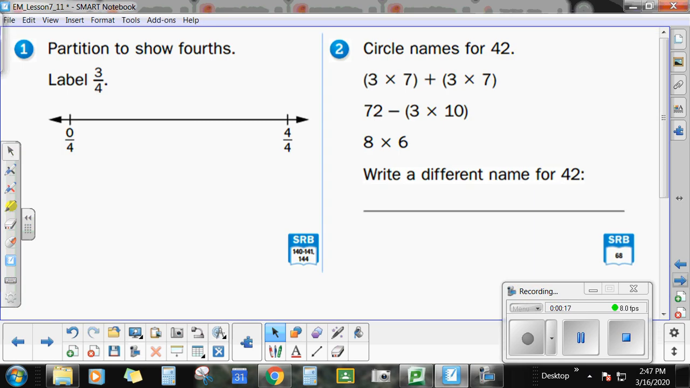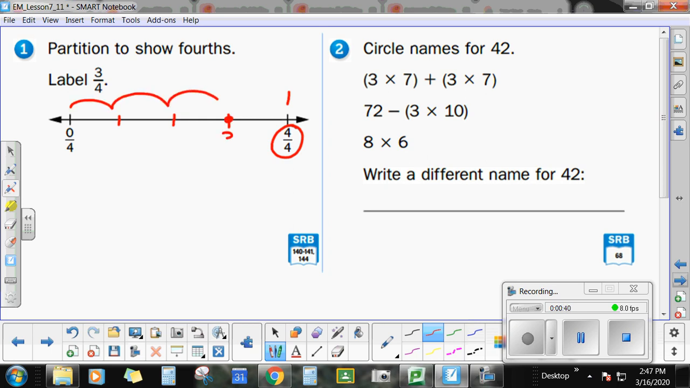All right, on number 1, you are going to partition to show 3/4. So you see that this number line goes from 0 to 1. You know it goes from 0 to 1 because 4/4 equals 1 whole. So you're partitioning this number line into fourths. Remember, with fourths, you divide it first in half, then divide each half in half, and so now I can label 1/4, 2/4, and 3/4.